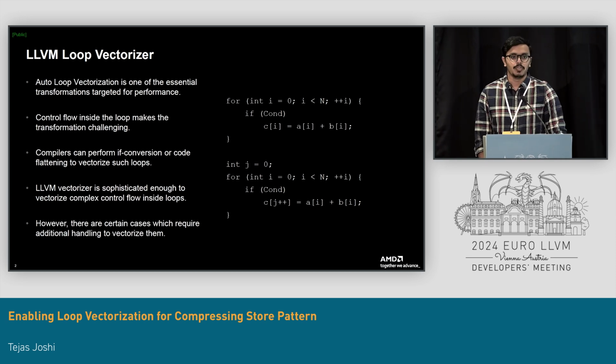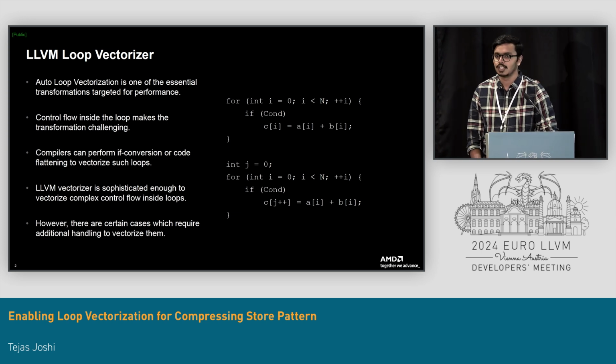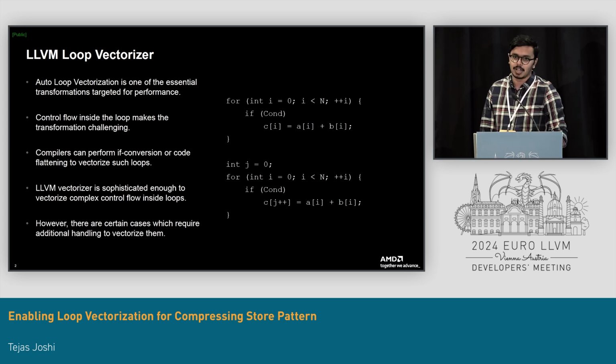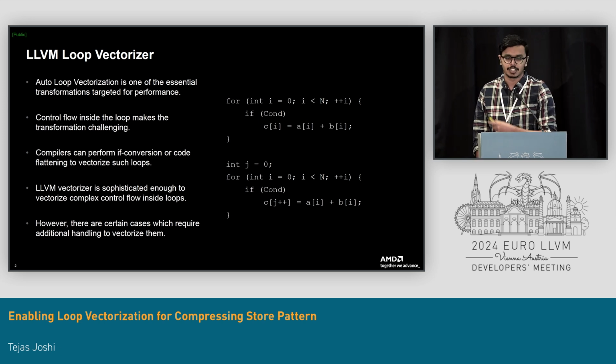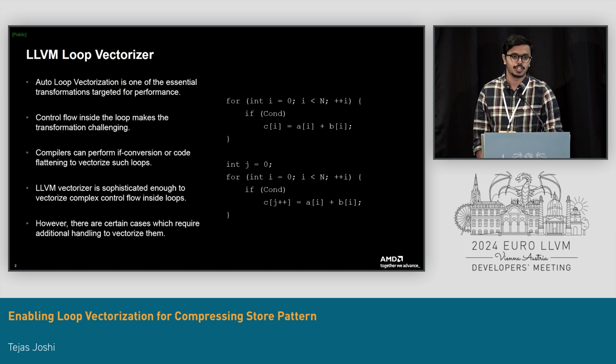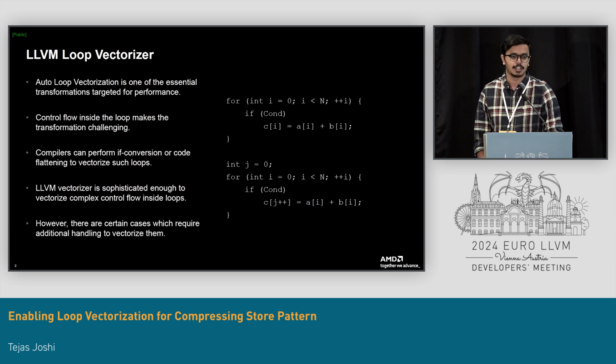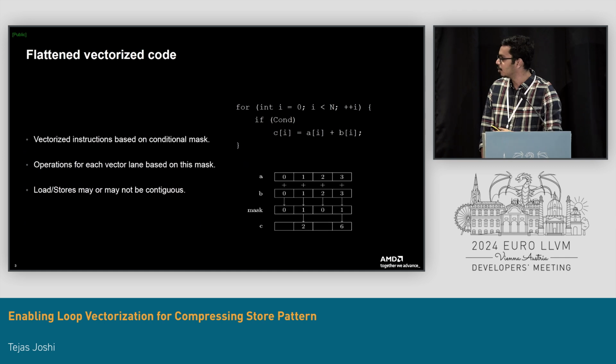The current state of the LLVM loop vectorizer is very sophisticated, in that it can vectorize loops with complex control flow. It can do if conversion, or it can flatten the loop code using vector masks, and the instructions use these masks to vectorize inside this complex control flow. But there are always some missed opportunities or some patterns which are not handled yet. One of those patterns is the compressing store pattern. What is this compressing store pattern?